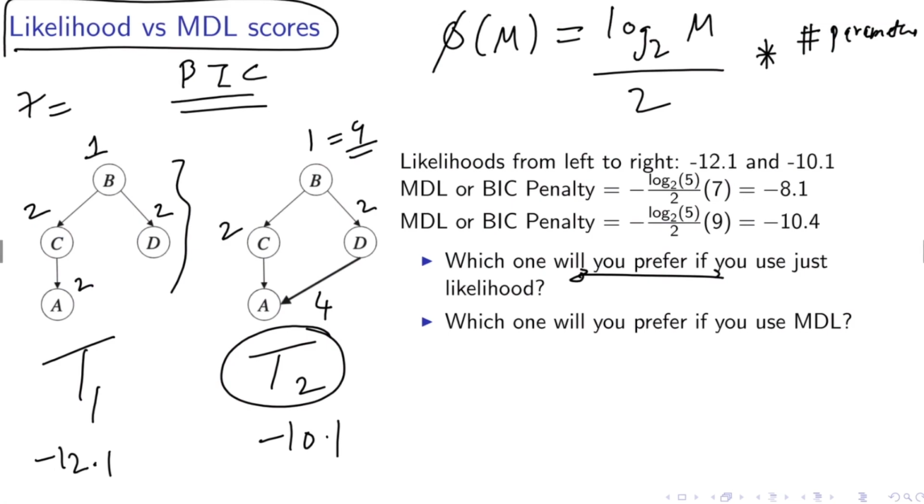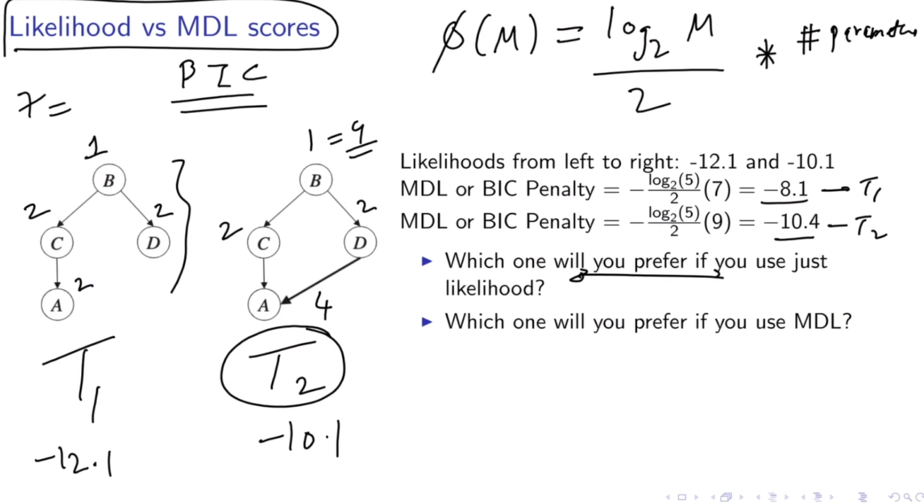So the MDL penalty is negative of log 2 m divided by 2 multiplied by the number of parameters. Let's say we had 5 data points. The MDL penalty for the Bayesian network T1 turns out to be minus 8.1, and the MDL penalty for Bayesian network T2 turns out to be log to the base 2 of 5 divided by 2 multiplied by 9, which is nothing but minus 10.4.